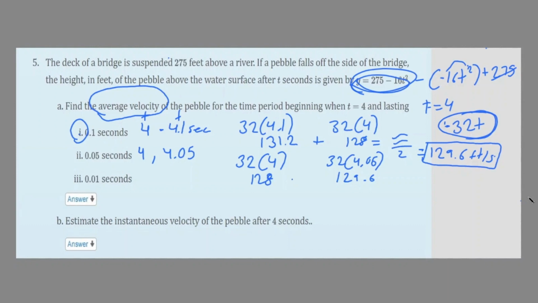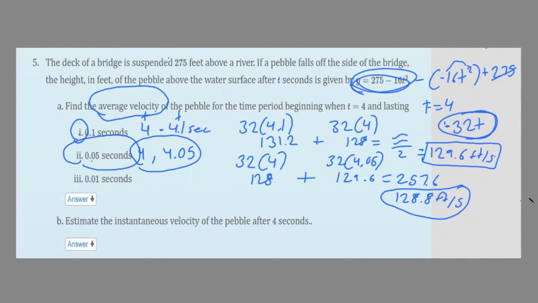To find the average velocity, we do the same thing. We add them together, which gives us 257.6, and if we divide that by 2, we get 128.8 feet per second. So for the second part, this is the average velocity of this 0.05 second gap. We'll skip that and go to B.